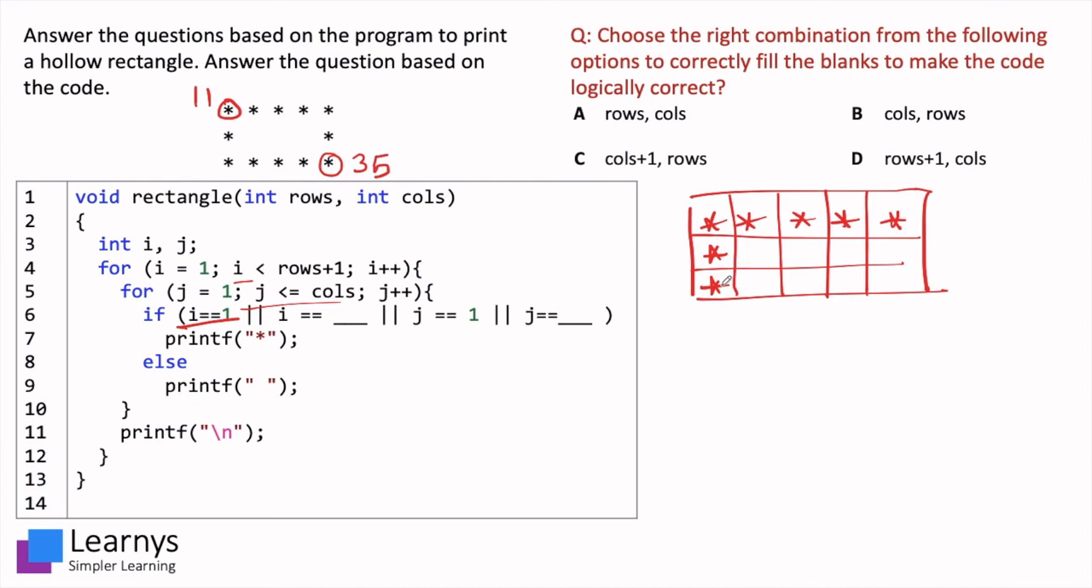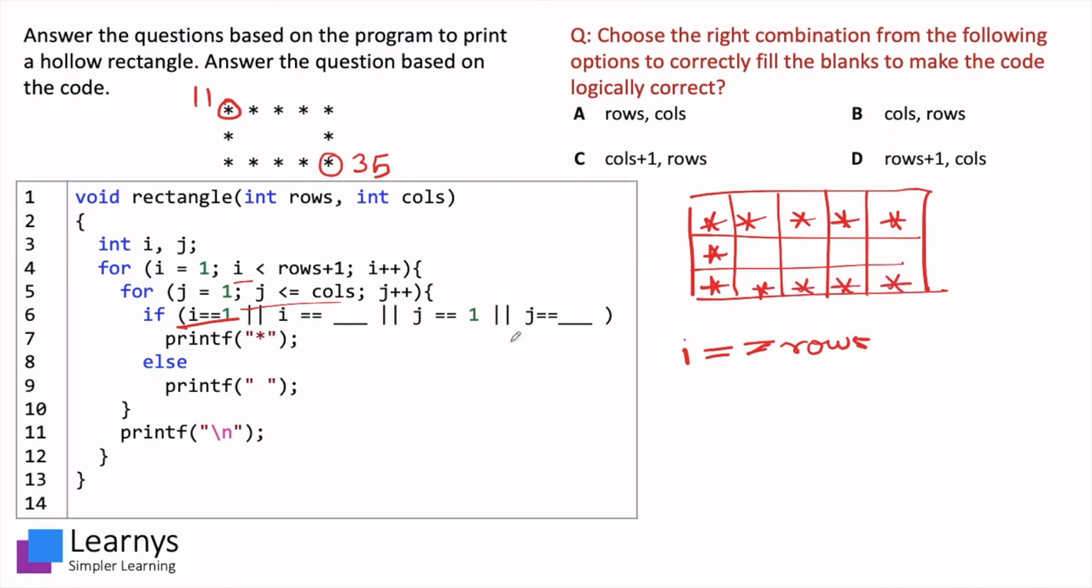Now, what we are looking for is a way to cover the last row and the last column. To cover the last row, what do we need? 3. What is 3 here? It is the number of rows. So, I should be equal to rows. Perfect. So, if I equals rows, then the entirety of the last row shall be filled.